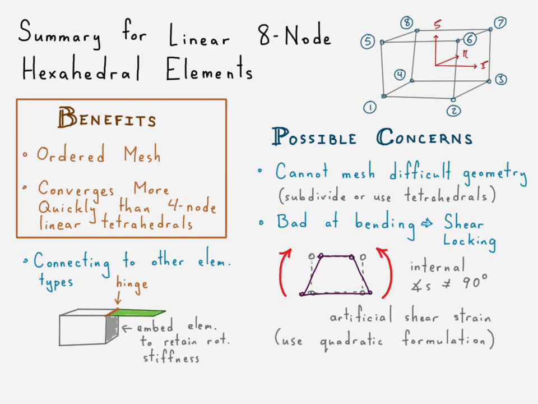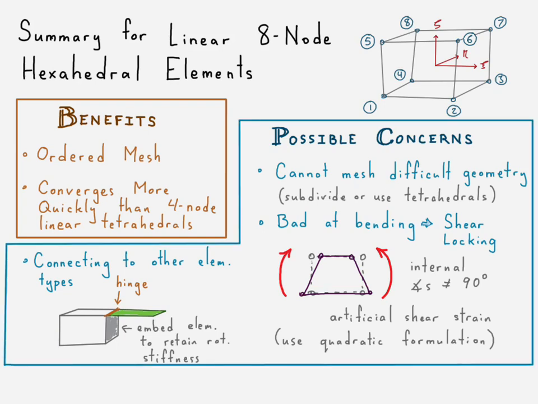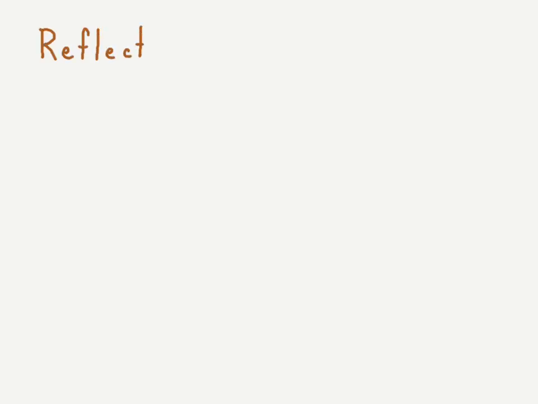And you could do something very similar with a beam. If you had a beam connecting to a point over here, you could just embed a beam element there, and that would retain that rotational stiffness. All right, so that's the benefits and the possible concerns with these types of elements. Let's go ahead and get on to our reflection questions.